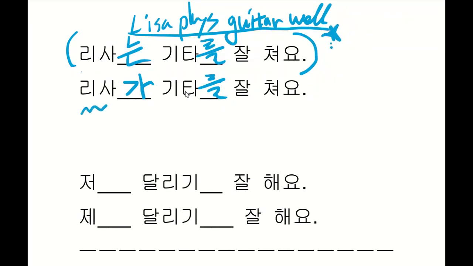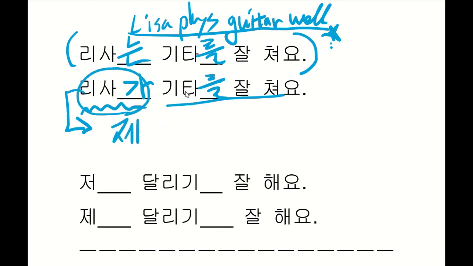But if you say 리사가 기타를 잘 쳐요, then again, someone asks, is there anyone who's good at guitar? Who's good at playing guitar? I need someone who's good at playing the guitar right now. And then I say, 리사가 기타를 잘 쳐요. It's Lisa who's good at playing the guitar. Or if I said, 제가 기타를 잘 쳐요, then I can play the guitar well. I can play the guitar. 제가, like that.